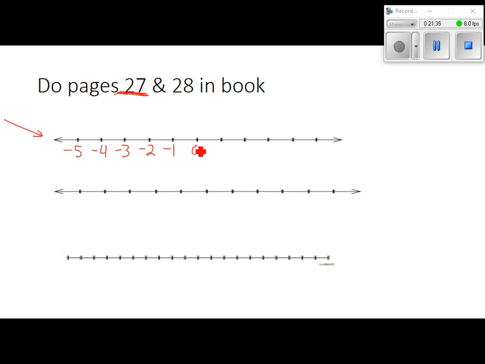Watch this tape. This is how smart I am. They only had to tell me one number on it, nothing different. I'm a genius.